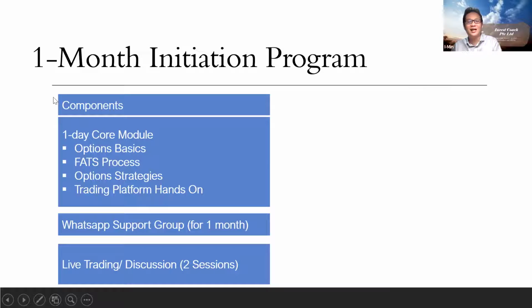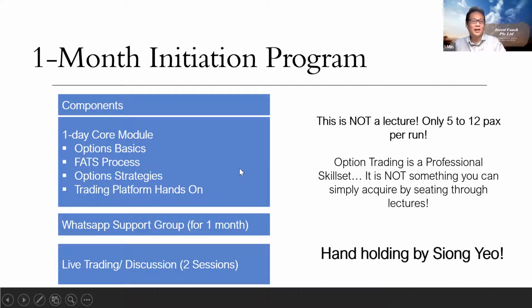So this is a 1-month initiation program. Okay. So as you can see here, we are not trying to sell classes. This is definitely not a lecture. Maximum only 12 pax. We are very strict on this. So you are basically on a first name basis. Eventually, you are going to become friends.